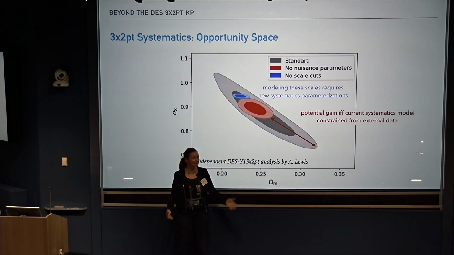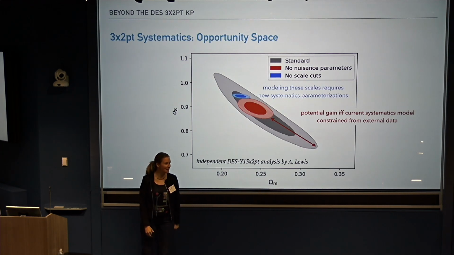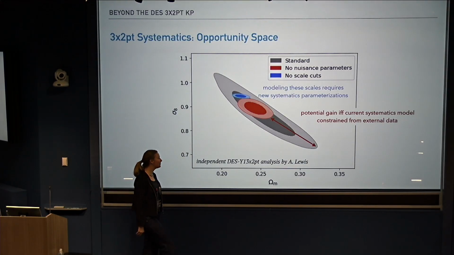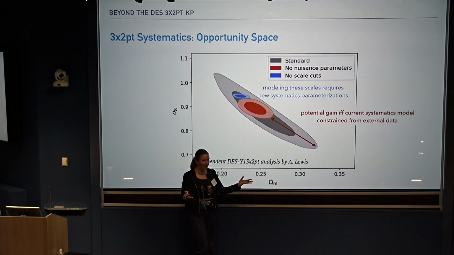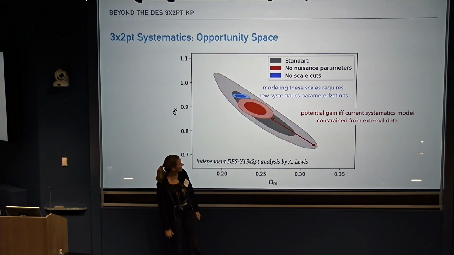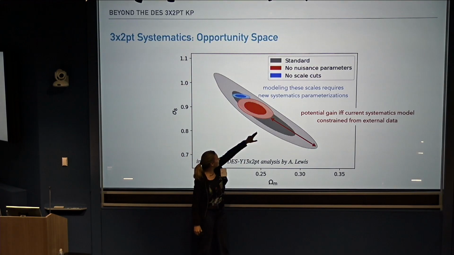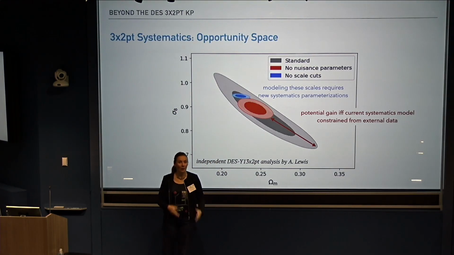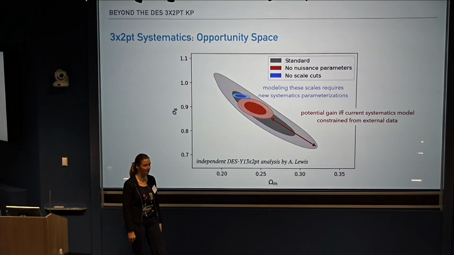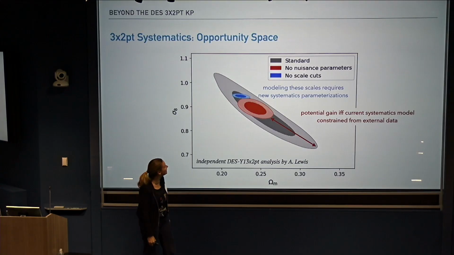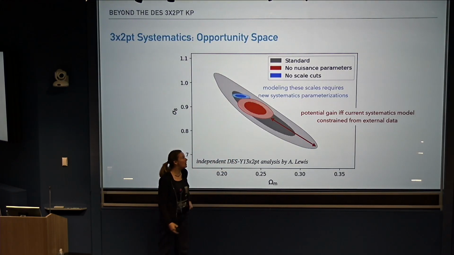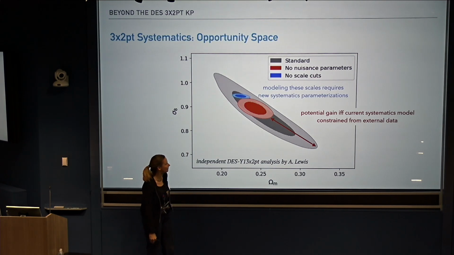I must say this is probably my favorite plot of the 3x2-point analysis, even though you should not trust any of the contours, but I find it very illuminating. So Antony Lewis, who's not part of DES, reanalyzed our Year 1 data. In gray is the standard result, then in red, what happens if he fixes all the systematics to their best-fit values. Of course, that's not a proper Bayesian analysis, but we can still learn what the potential gain would be if all our current systematics were constrained perfectly from external data.